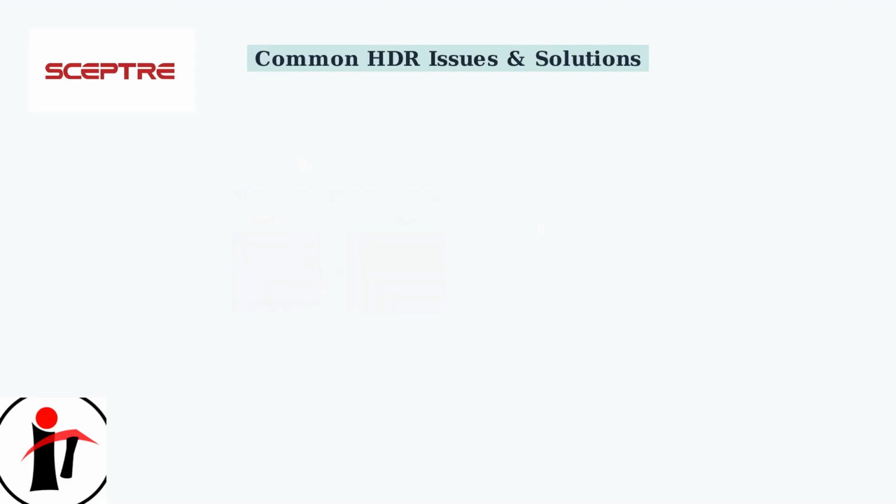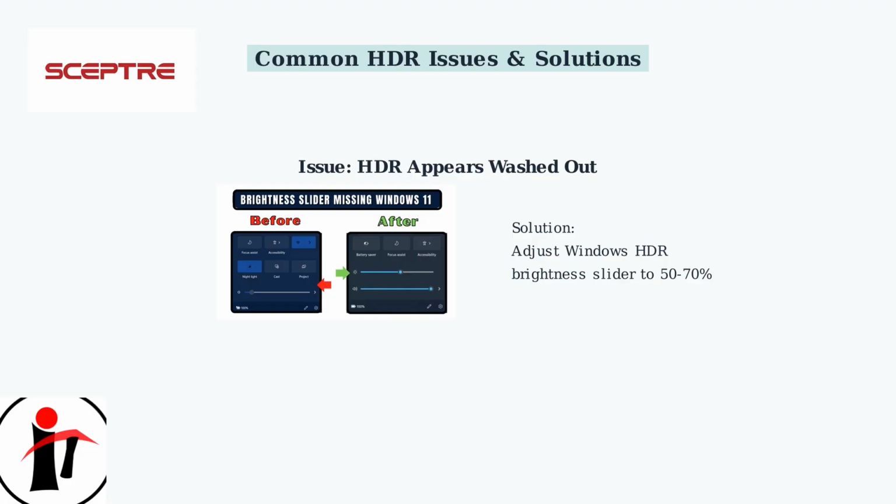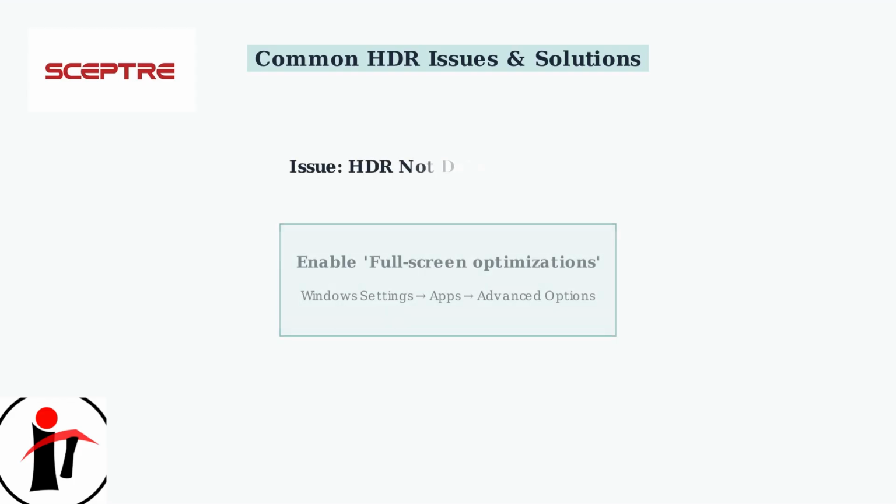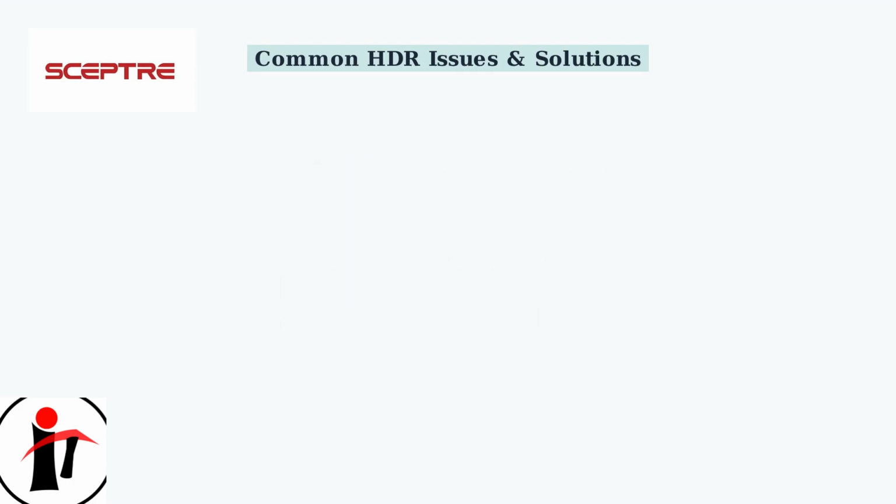When HDR appears washed out or too bright, the most common solution is adjusting your Windows HDR brightness slider. Set it between 50 and 70% for optimal viewing. If applications don't detect HDR, enable full-screen optimizations in Windows. This setting ensures proper HDR communication between your software and monitor.